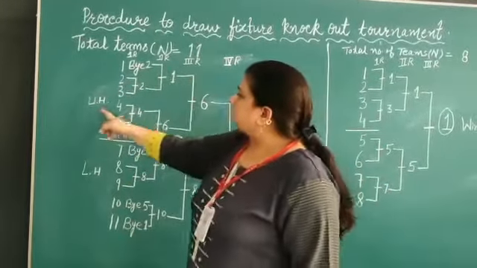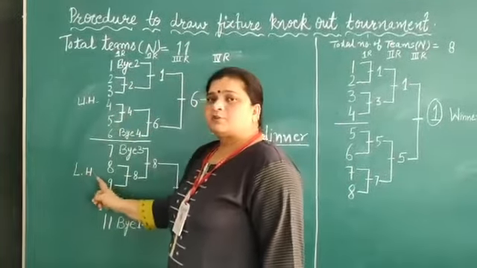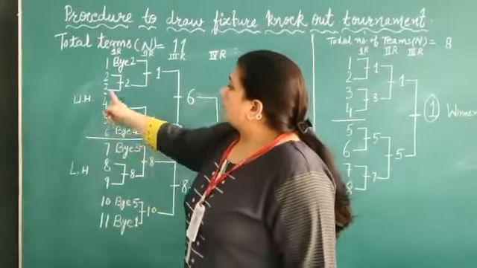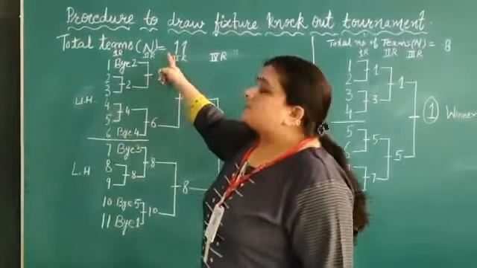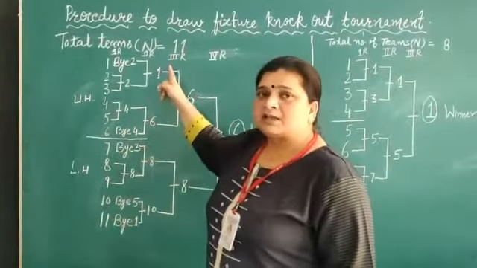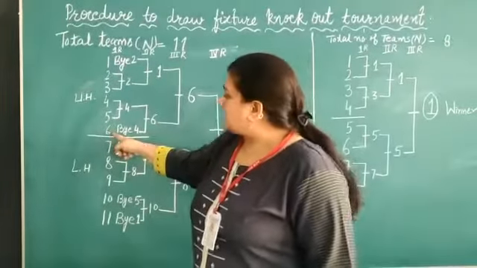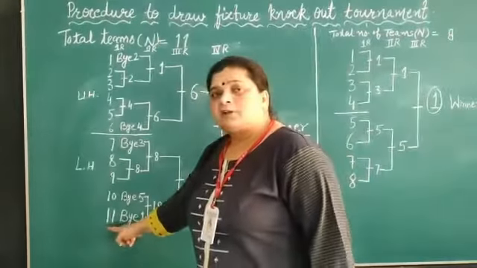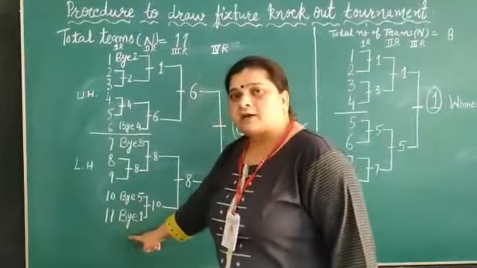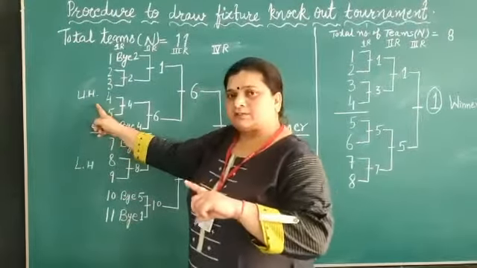Then after that we'll just divide according to the formula the number of teams in the upper half and the number of teams in the lower half. So here, number of teams n plus 1 upon 2 is equal to 11 plus 1 upon 2, which comes to 6 teams in the upper half, and according to the formula we are supposed to have 5 teams in the lower half.